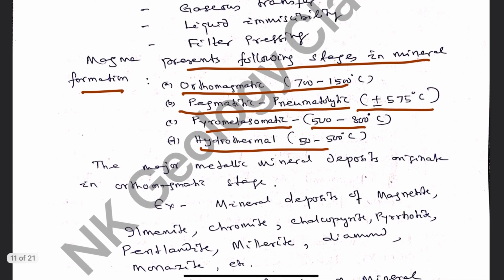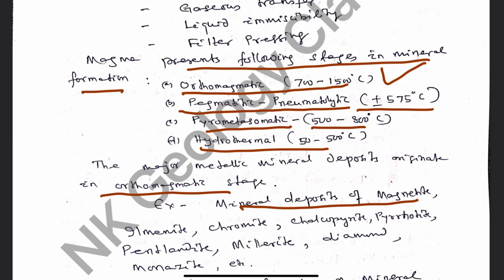The major metallic mineral deposits originate in the orthomagmatic stage, which is the high temperature phase of magmatic cooling. The mineral deposits produced by magmatic concentration are magnetite, ilmenite, chromite, chalcopyrite, pyrrhotite, pentlandite, millerite, diamond, monazite. Mostly the spinel group of minerals, ilmenite and sulfides.